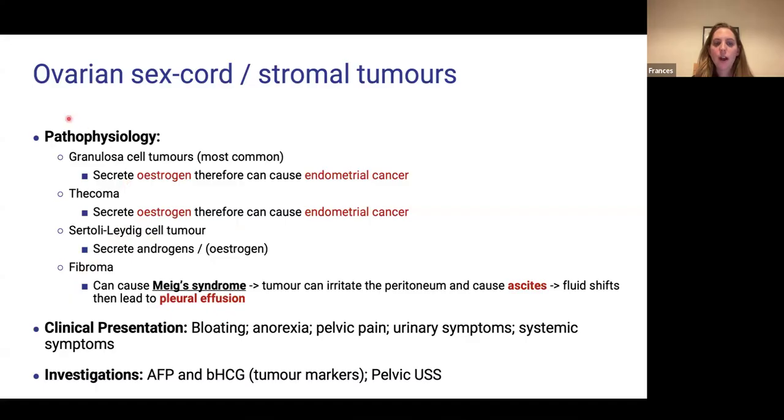So the fibroma is entirely benign, but it can cause something called Meigs syndrome, where it irritates the peritoneum and it can cause ascites. And then that ascites can lead to pleural effusion because of fluid shift. So that's the main thing to be aware of. It's benign, but it can cause this problem. You have the standard symptoms of ovarian tumors, but in this case, your tumor markers are AFP and HCG.